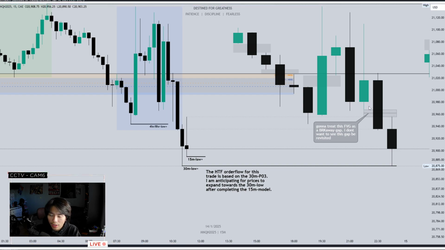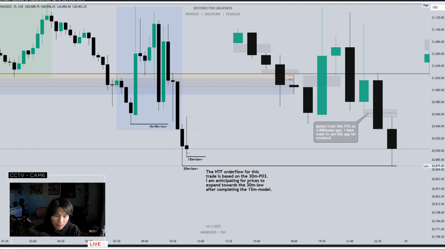So in my mind now, I'm anticipating, okay, because we created that fair value gap the way it did, I'm going to target the 30-minute low as my higher time frame objective, right? In my model here, my model is based on the 15-minute time frame. And this 15-minute candle here, the really bearish looking one, I am anticipating for that 15-minute objective to be the 15-minute low. So now I'm aligning myself with the 30-minute order flow on the 15-minute time frame.